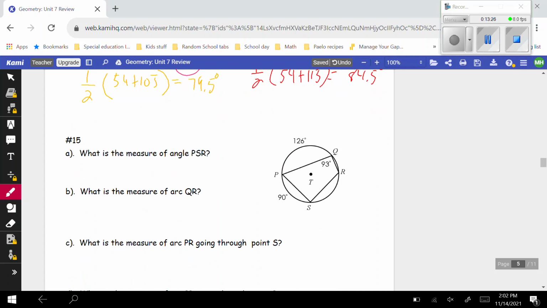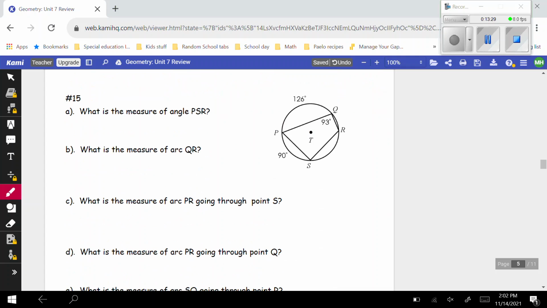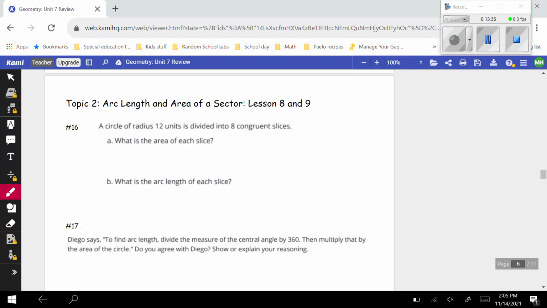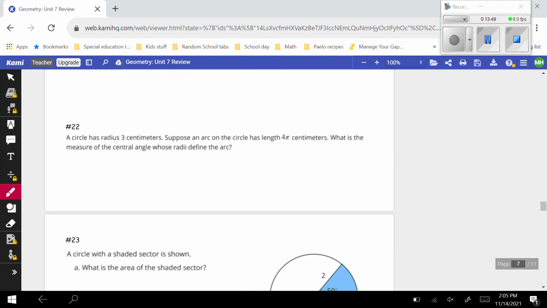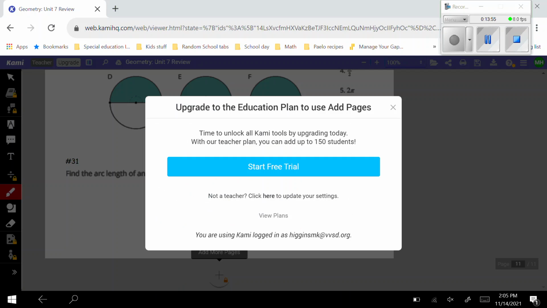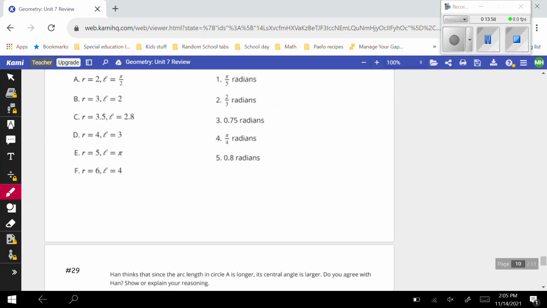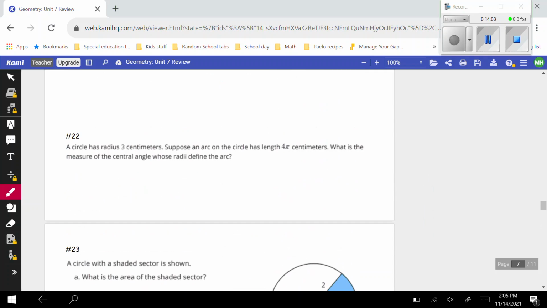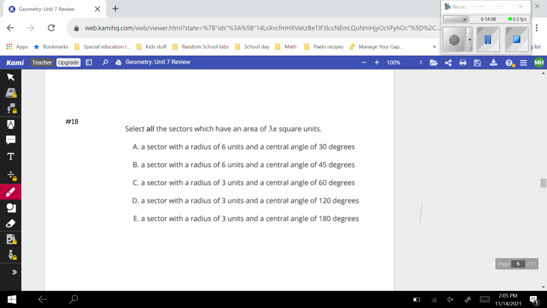All right. Next one we're going to go over is in topic 2, which is arc length and area of a sector. Make sure when you are working through these on your test that you are checking to see, are you solving in degrees or solving in radians? I'm going to quickly review that with you. So maybe if you have a blank piece of paper, I don't have one, but I will write it somewhere for you guys, just real quick.